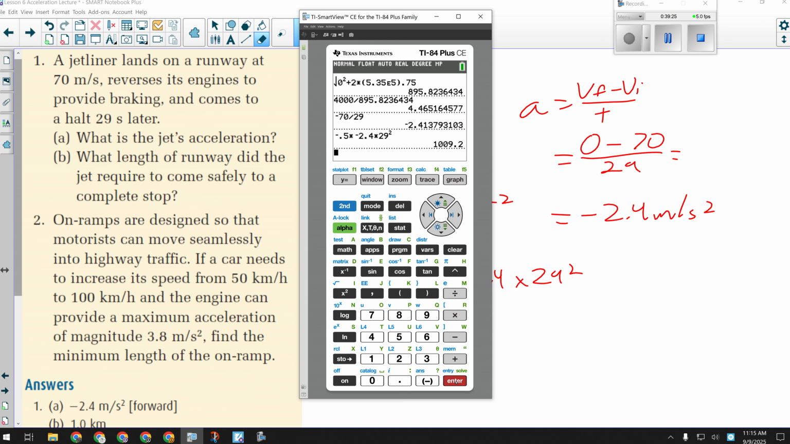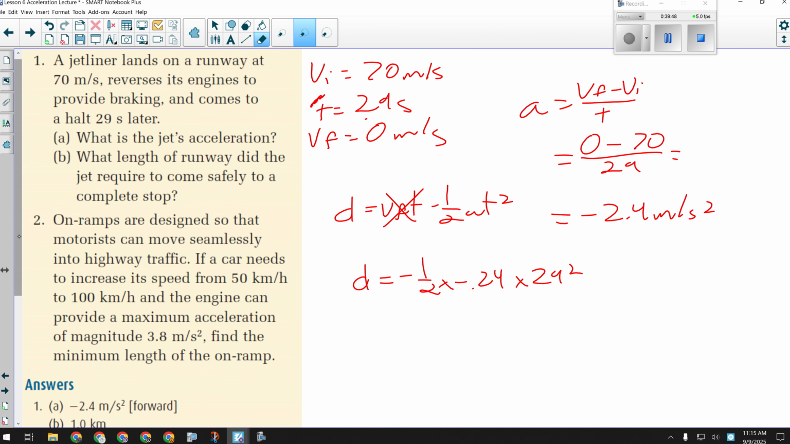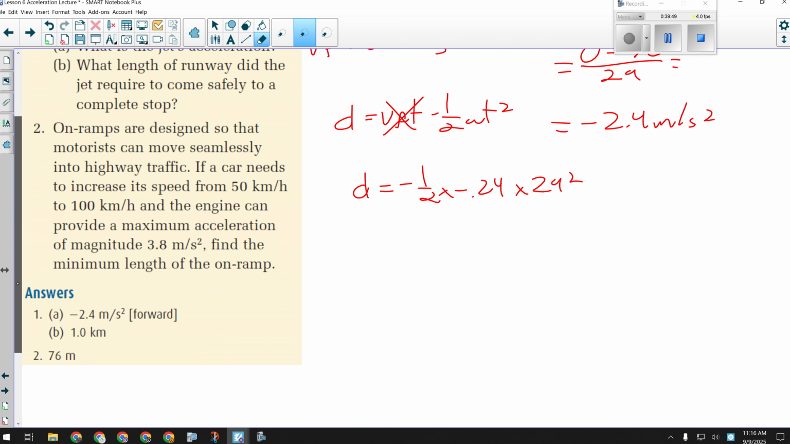Okay, so it's just over 1 kilometer of runway in order to stop. And we only have 2 significant digits there, so it would be 1.0 times 10 to the 3 meters, or 1.0 kilometers. How many people have done number 2? Do we need more time on number 2? For question number 2, so on ramps.